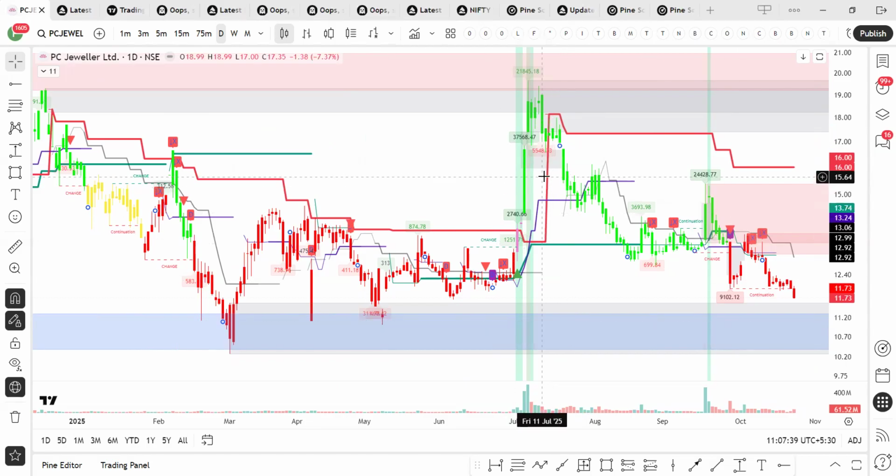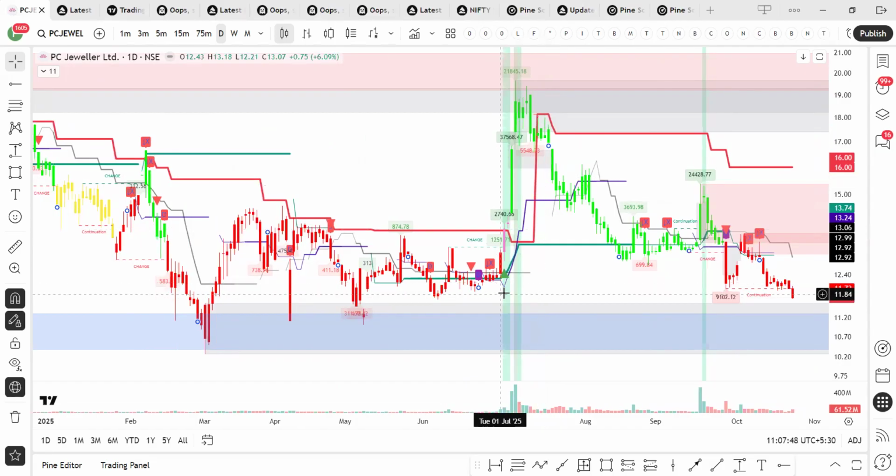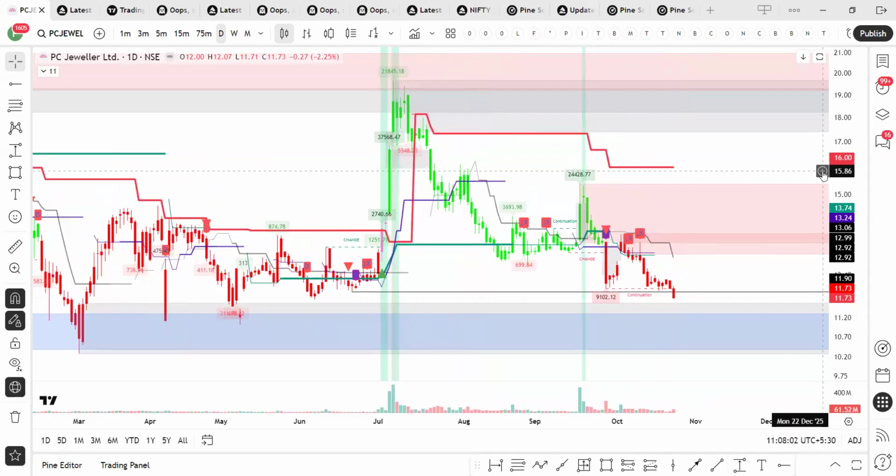That's why now I need to see. Oh, 11.73. This is the exit. Yes, I have to exit. It has closed below this buying area also. And now it may happen that you will exit here and from here it may reverse. That is fine.